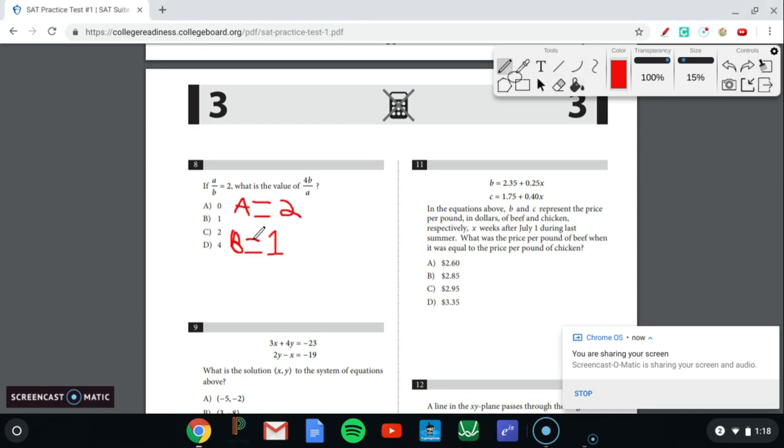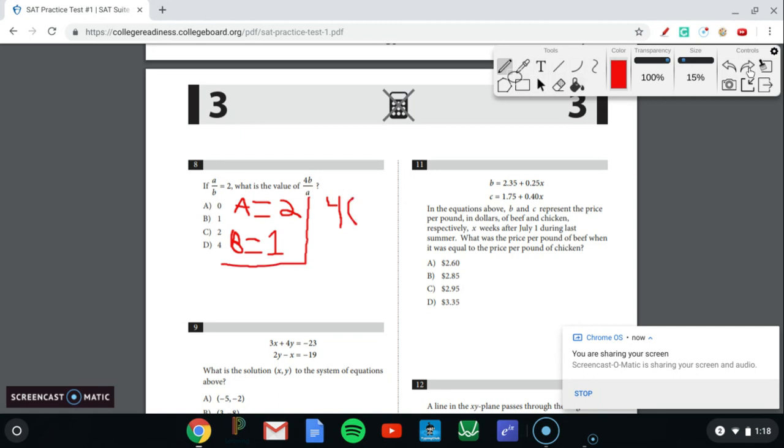Well, I don't know what a and b are, but based on the information they gave us, this is certainly a possibility. A over b is equal to 2, well, 2 divided by 1 is equal to 2. So a is equal to 2 and b is equal to 1 makes this statement true. They want to know what is the value of 4b over a. Well, we said what a and b are, so let's just be consistent with that and plug it into 4b over a and see what we get.